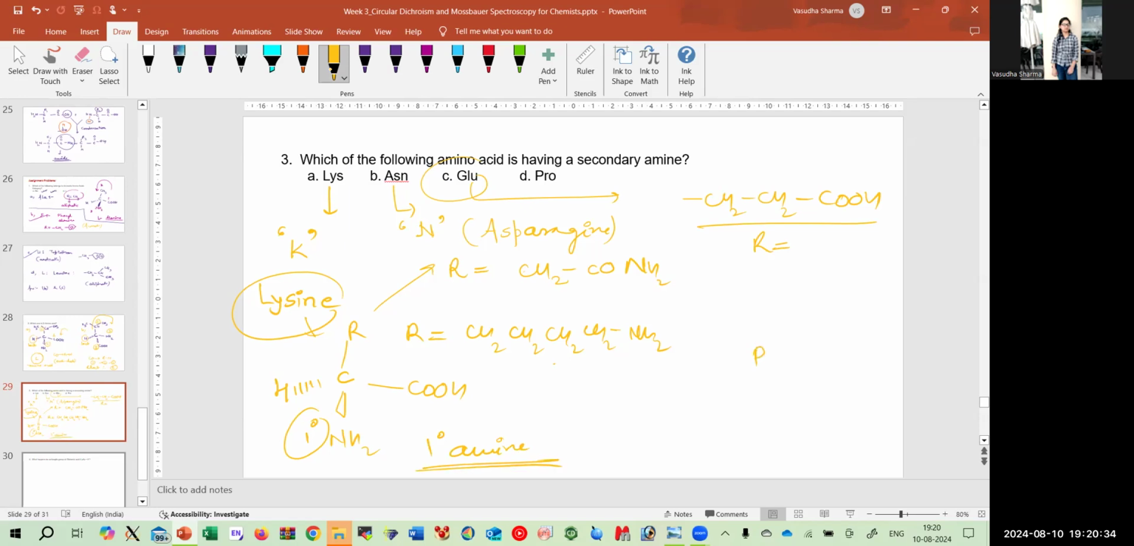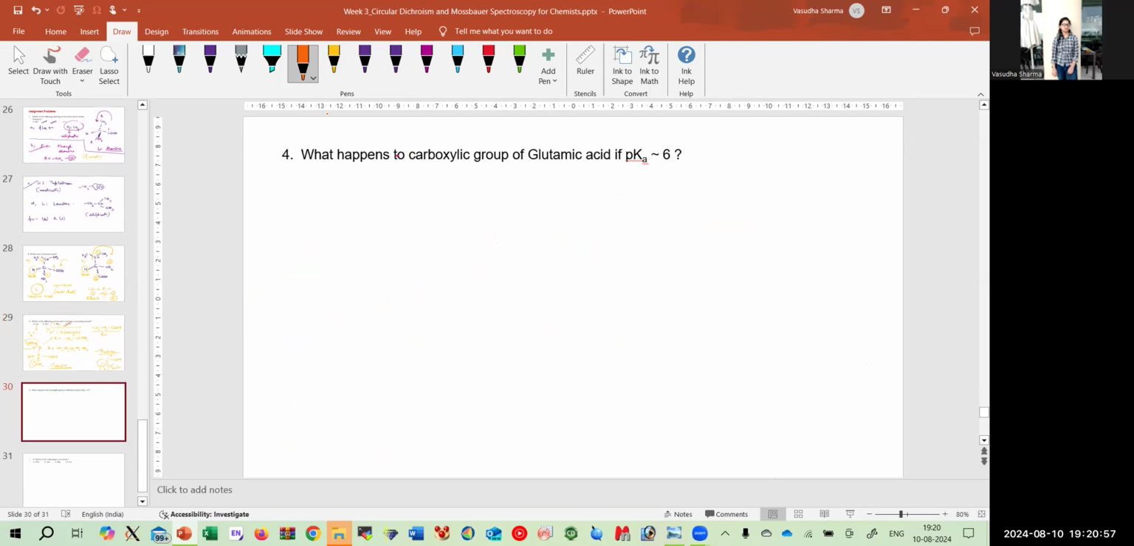Whereas in case of proline, it is having a structure like C is having H and COOH, and this is having NH in a ring bond. This is your secondary amine. So it is only possible in proline. So this is the right option. The fourth question we have already answered. What happens to glutamic acid if pH goes to 6? Then at pH greater than or equal to 6, it stays as a carboxylate form.